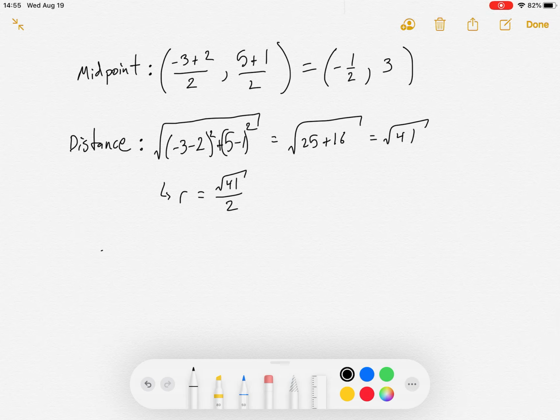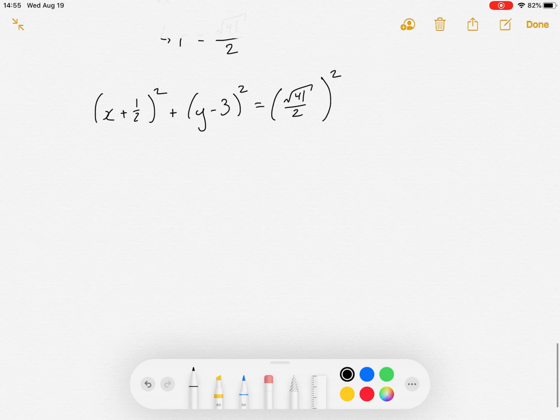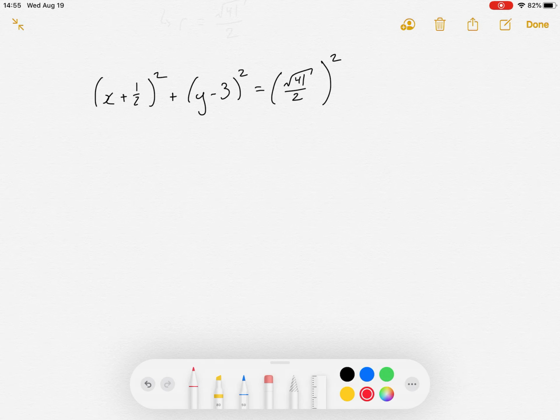All right, so let's put it together in our equation now. X minus negative 1/2, so that's plus 1/2 squared, plus y minus 3 squared, equals this squared. Now if this kind of bugs you, too bad. We can simplify this side just a little bit, because the square root of 41 over 2 squared equals, if you've forgotten this exponent rule, here it is again. You can actually distribute that squaring to each, the top and the bottom. So you end up with just 41 over 4.